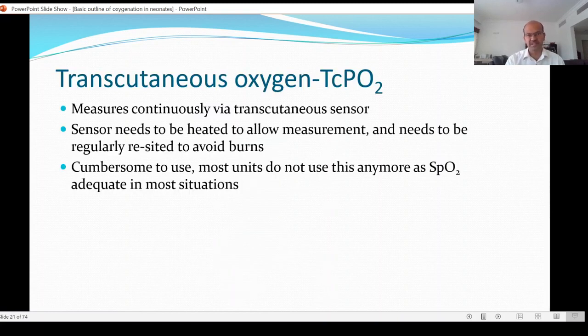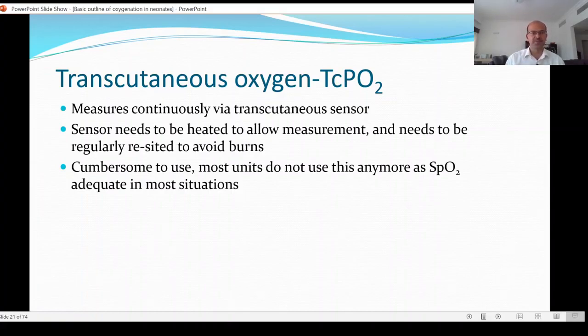So that is about partial pressure of oxygen, and it's mostly used in the first 2-3 days, and when we remove the umbilical arterial line, you will not usually have the PaO2. In transcutaneous oxygen, TcPO2 measures continuously via the transcutaneous sensor. The sensor needs to be heated to allow the measurement. It acts by diffusion at the skin level, and because it's heated, it needs to be resited regularly to avoid burns. So every 4 hours or so, you need to resite it.